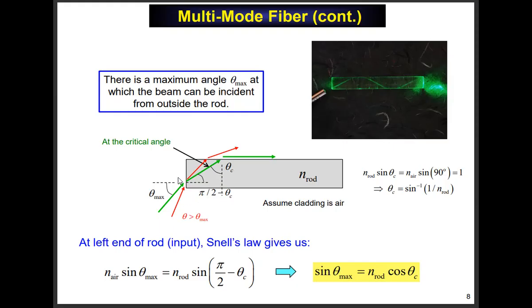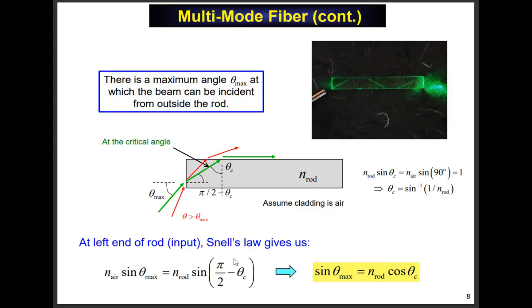All right, now let's look over here at the picture at the left end of the rod and look at the beam coming into the rod from the air region. I'll apply Snell's law one more time. So n air times sine of the angle, which I'm now calling theta max, is equal to n rod times sine of what? Sine of this angle, right? Now, what the heck is this angle? Well, look at this right triangle here. This angle here is 90 degrees minus this one, right?